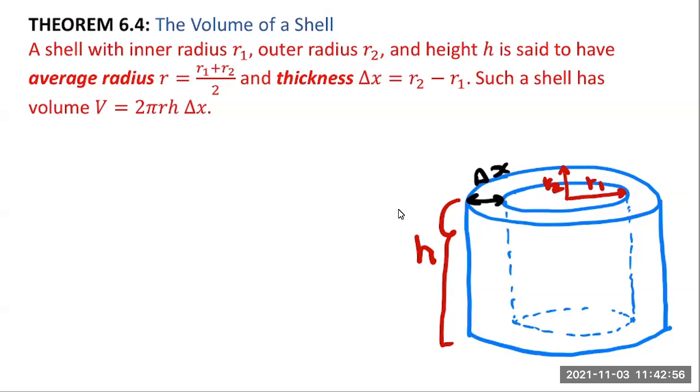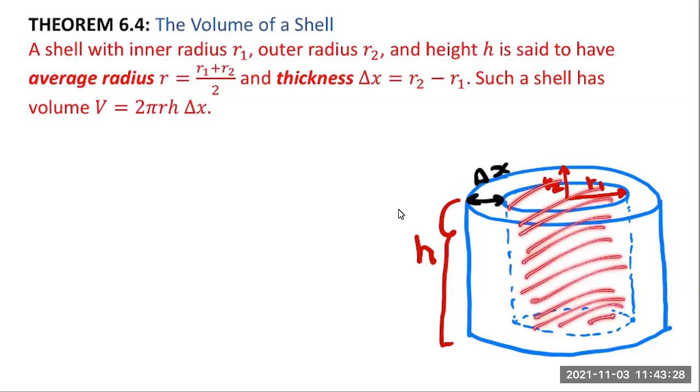All right, then if that is the case, the volume of the shell is given by this formula, 2 pi r h times delta x. Let's see if this formula is true. How do you find the volume of this shell? I have to find the volume of this bigger cylinder, and then the volume of this smaller cylinder, and subtract the volume of the smaller cylinder from the volume of the bigger cylinder. Notice that this is an empty region. You remove this cylinder from the bigger cylinder to get the shell.